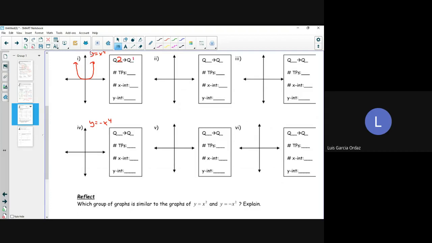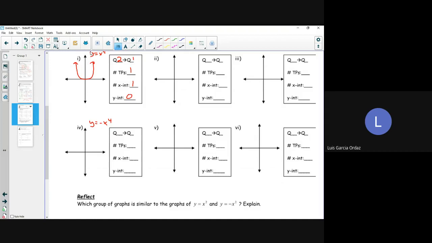How many turning points? 1. How many x-intercepts? 1. And what is our y-intercept? 0. How is it only one? With x to the 4, it looks like it's touching the x-axis all the time, but it's really just close to 0. It's just approaching. Oh, one vertex. Okay.